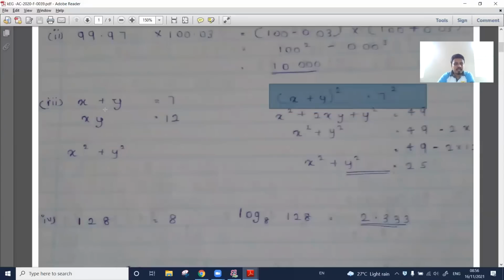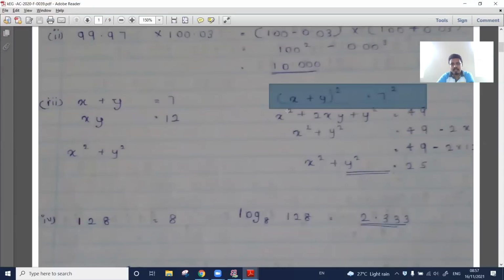See here, x plus y. Once we take the whole square, the square of x plus y should be equal to 7 squared. Right? This is exactly the correct approach. X plus y, the whole squared, should equal 7 squared.